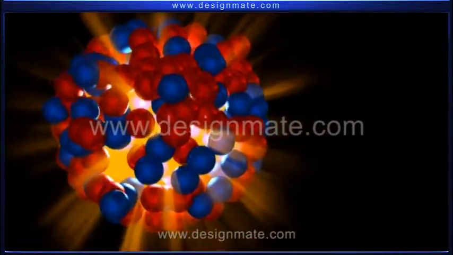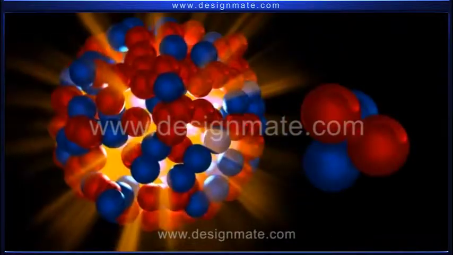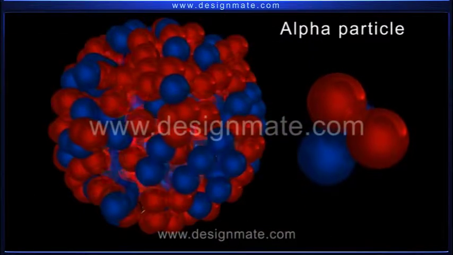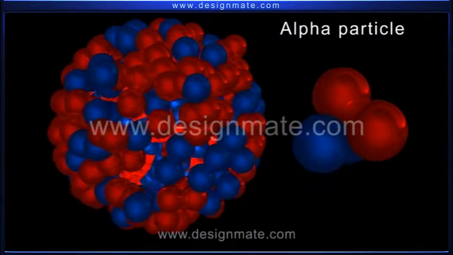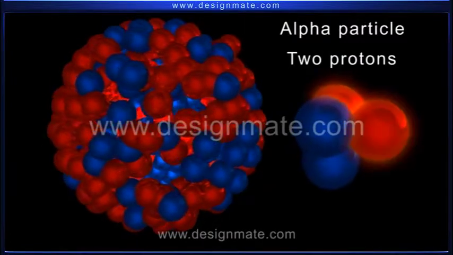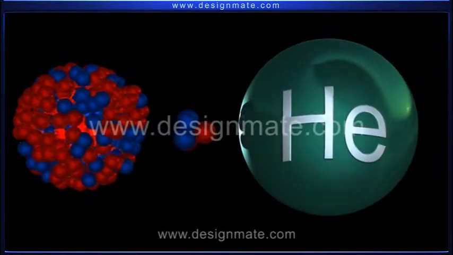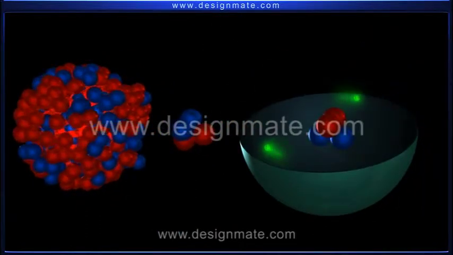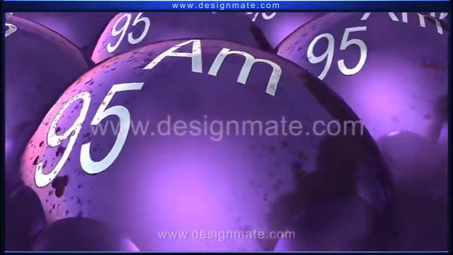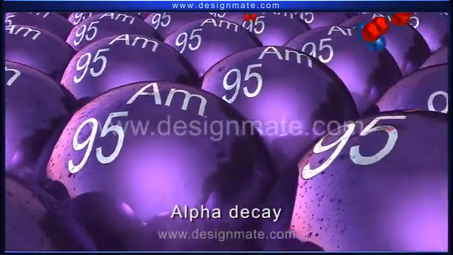To attain stability, the heavier nuclei with Z greater than 83 and A greater than 209 spontaneously transform themselves into lighter ones through the emission of one or more alpha particles. An alpha particle is a composite particle consisting of 2 protons and 2 neutrons tightly bound together. It is identical to the nucleus of a helium atom. Such a radioactive decay is called alpha decay.